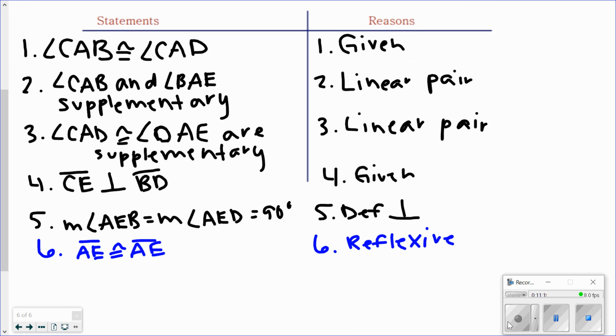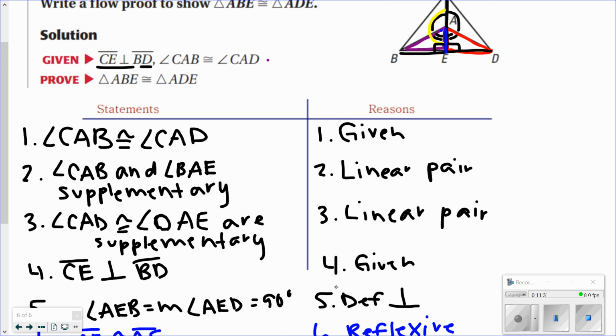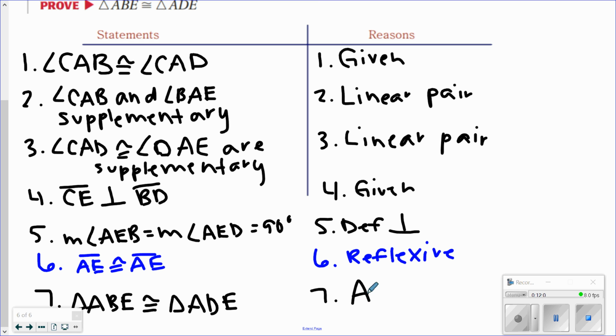So my last step then is to say that triangle ABE is congruent to triangle ADE by which congruence theorem? I'm going to scroll up a little bit. Which congruence theorem do you think is going to work here? Well, it's angle, side, angle. I have an angle here that is congruent to this angle here. I have this side that they both share. And then we have two 90-degree angles. So that is angle, side, angle. I'm going to write that here, and I am done with my proof.